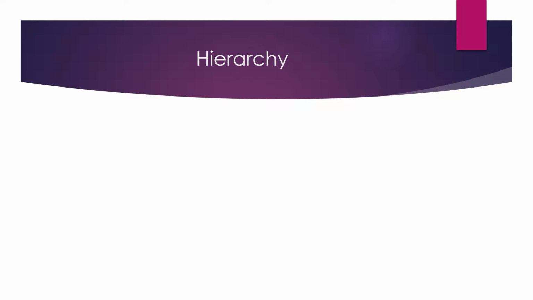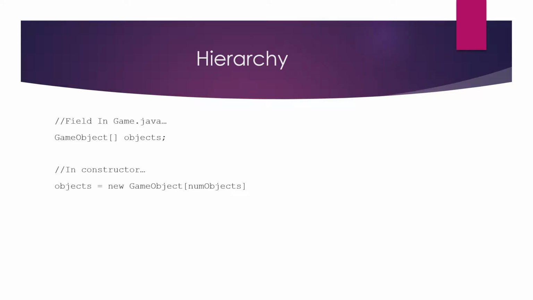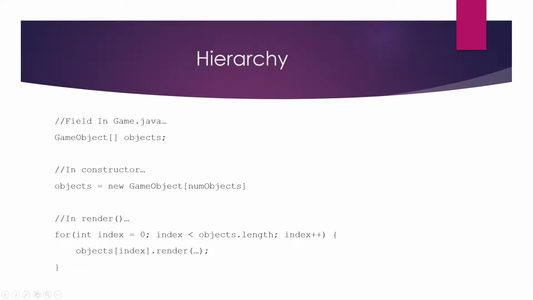Another cool thing about hierarchy is that you can have a field in game.java, which is just an array of game objects called objects. In our constructor, we set that equal to the amount of objects we have. And in render, we loop through every one of those objects and render them in the order that they are in the array, just from 0 all the way to the length of the array.